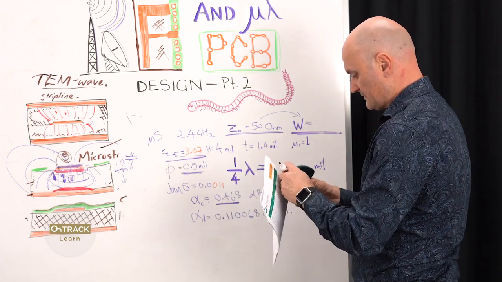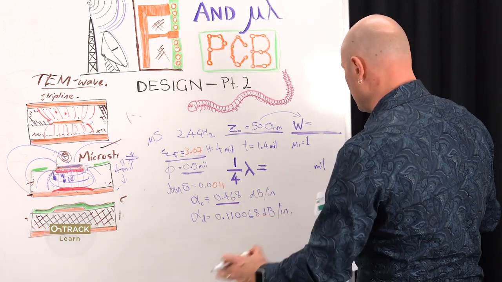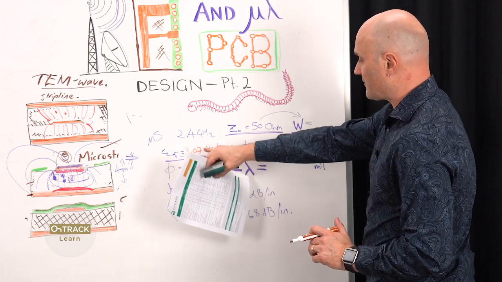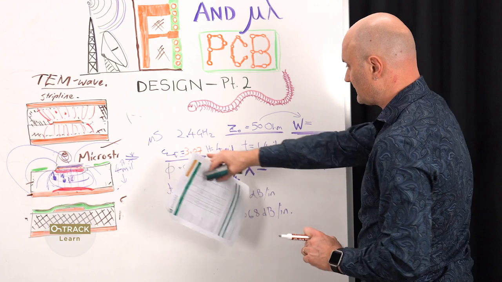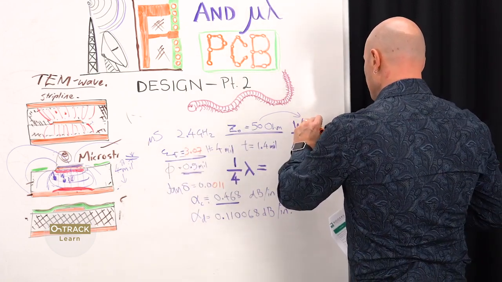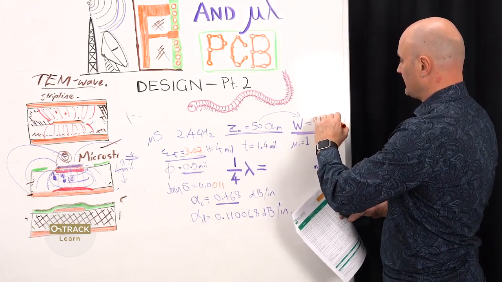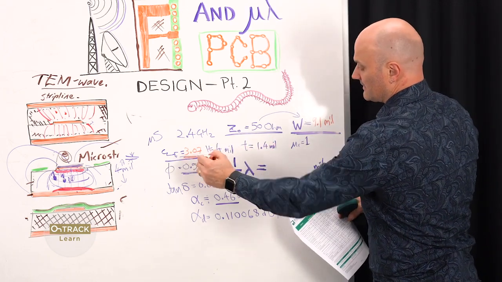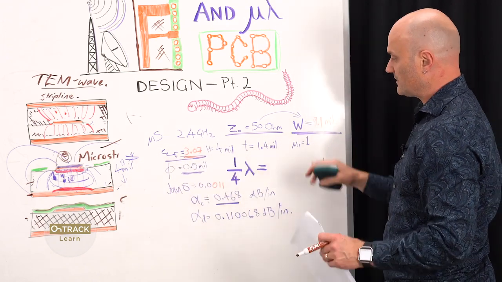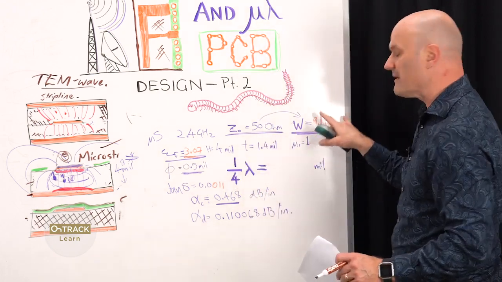Now let's have a look at what happens. We rerun the numbers. Now the width of the trace for this same material thickness but different dielectric constant is now 9.1 mils. So the width actually increased. We need a wider trace because of the lower E sub r. So the lower E sub r goes, the wider your trace is. So to get a 50 ohm trace with E sub r of 1, which is air or vacuum, you need a much wider trace.